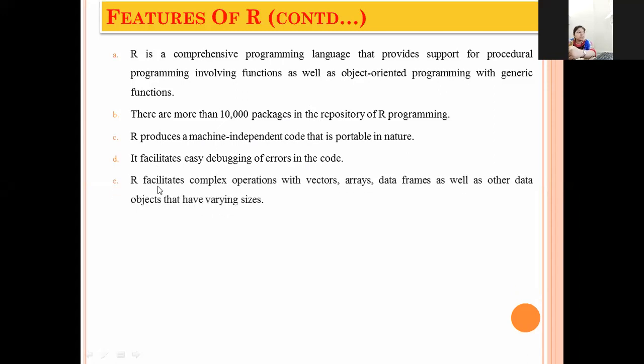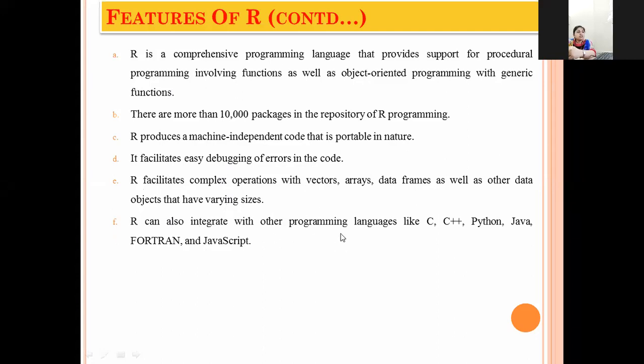Next, R facilitates complex programs with vectors, arrays, data frames, as well as other data objects that have varying sizes. So what are the different operations we can use in R programming? That is vectors, arrays, data frames, as well as data objects or different data types. These are the different operations we can use in the R language. Next.